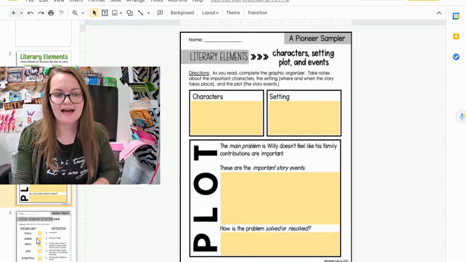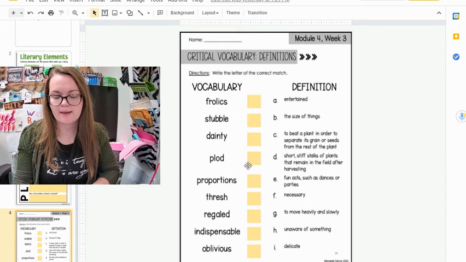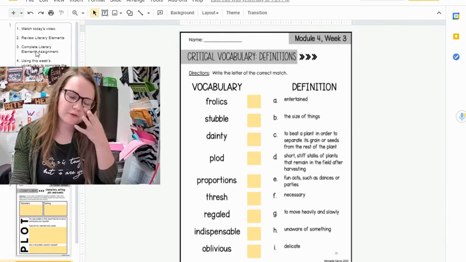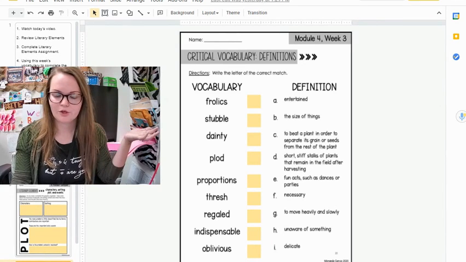When you're finished with that, you can work with your vocabulary and do this vocabulary match to make sure you understand all the vocabulary words for this week. And as long as you've read the full story, that is all we're doing for today.